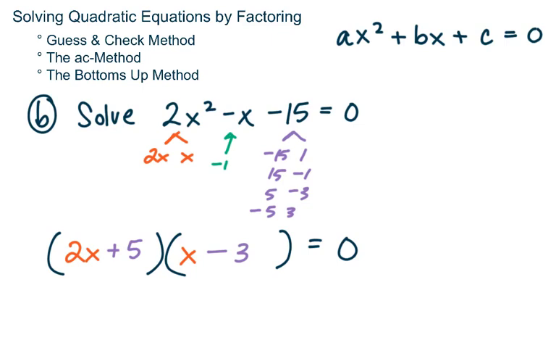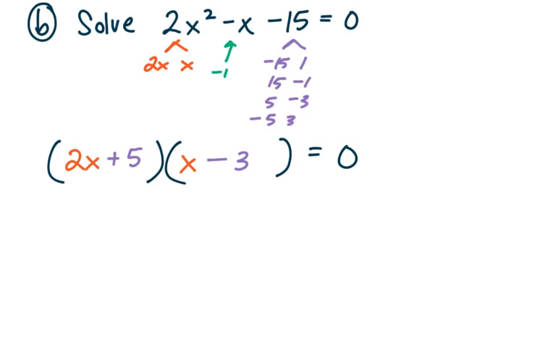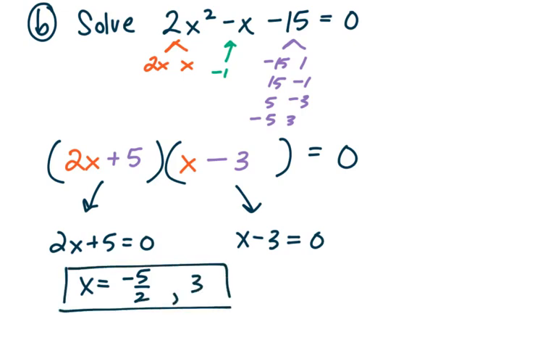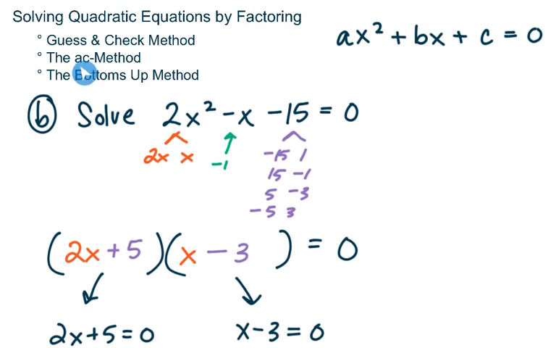So what we are looking at here is my factored form, and then by the zero product principle, I'll say 2x plus 5 equals 0, or x minus 3 equals 0. And that will give me that x equals -5/2, or the other factor would give me +3. So you can see we have two solutions here. So the guess and check, again, when we have a leading coefficient that's not +1, it can become a little bit hairier. All right, so now let's look at the AC method.